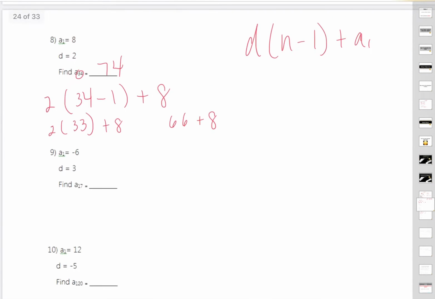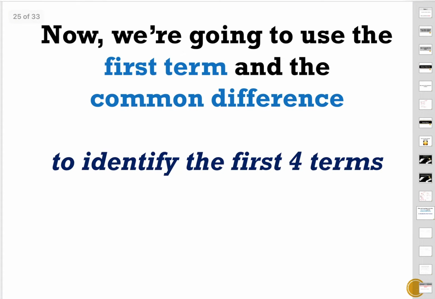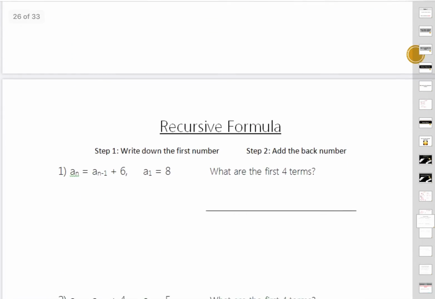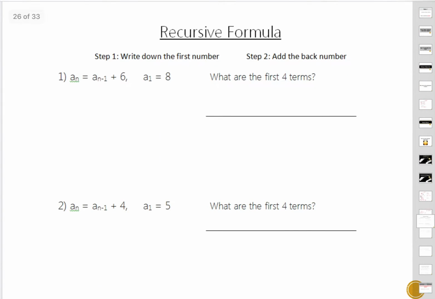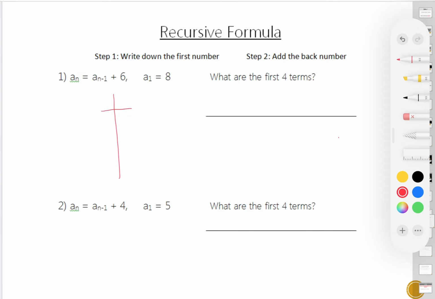Okay, so now that we have practiced figuring out where a certain number is, we are now going to use the first term in the common difference, just like we just did. The D is the common difference, the A1 is the first term, and we're going to identify the first 4 terms in this list. So this next one is called the recursive formula. It seems difficult, but it's not that bad. So the way that I like to do this to make it as easy as possible is I like to draw a chart. N is my number here. So what we have is we have a first number, a second number, a third number, and a fourth number.